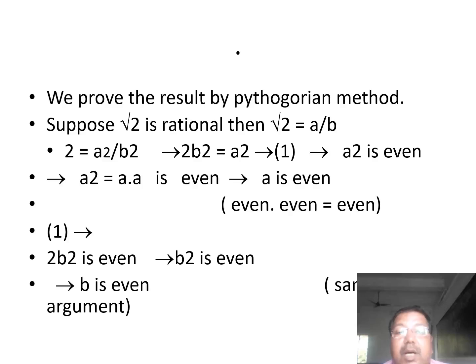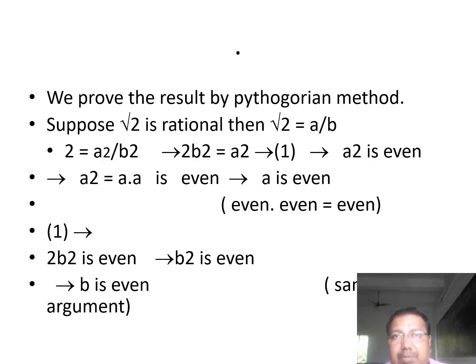The left hand side of equation 1 is 2 into b squared, which is an even number. So this is equal to a squared. This implies a squared is even. This means a into a is even. This implies a is even because you know the result that even into even is equal to even. An even number multiplied an even number of times is equal to even. So a is even.